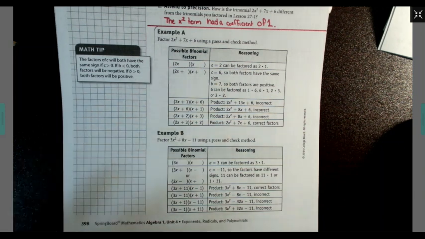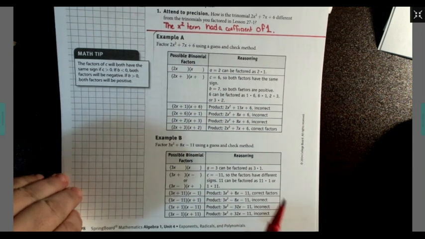So we're just going to dive into some examples, but before I move on to this, it says the factors of C will both have the same sign if C is greater than 0. If B is greater than 0, both factors will be negative. If B is less than 0, both factors will be negative. If B is greater than 0, both factors will be positive. So again, we're just going to dive into a few examples.